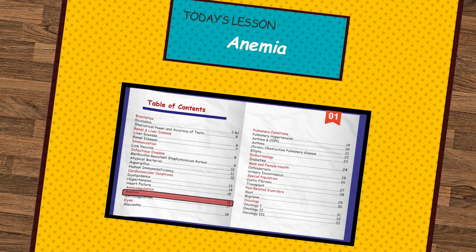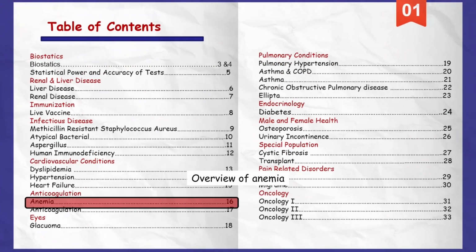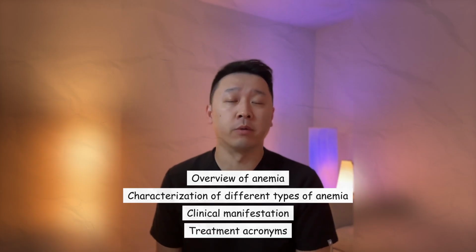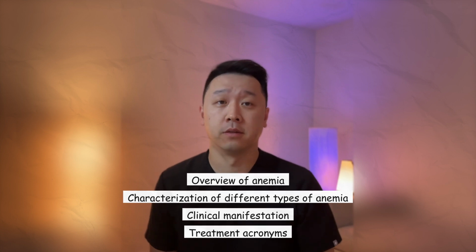In today's lesson, we will discuss the overview of anemia, followed by the characterization of different types of anemia, clinical manifestation, and finally the drug treatment acronym for the different types of anemia. So anemia is the deficiency of healthy circulating red blood cells that are able to exchange and provide oxygen.